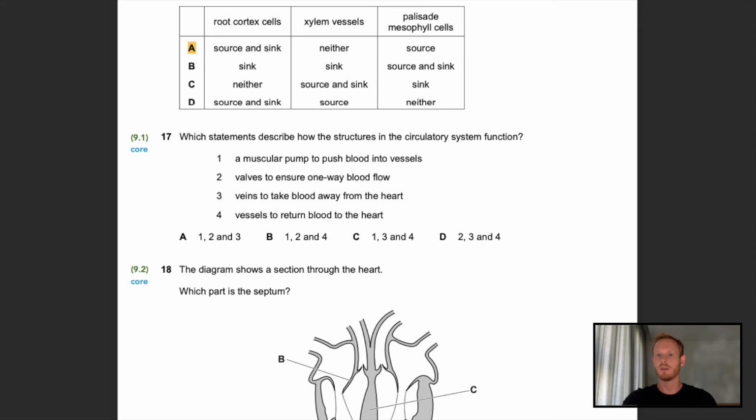The third statement is veins to take blood away from the heart. This one is incorrect because arteries carry blood away from the heart. Veins return blood to the heart. And then the final statement is vessels to return blood to the heart, which is also correct. So the correct answers are 1, 2, and 4, so the answer we're looking for is B.